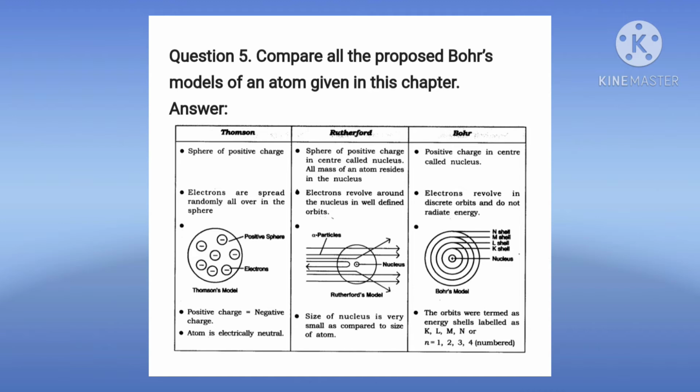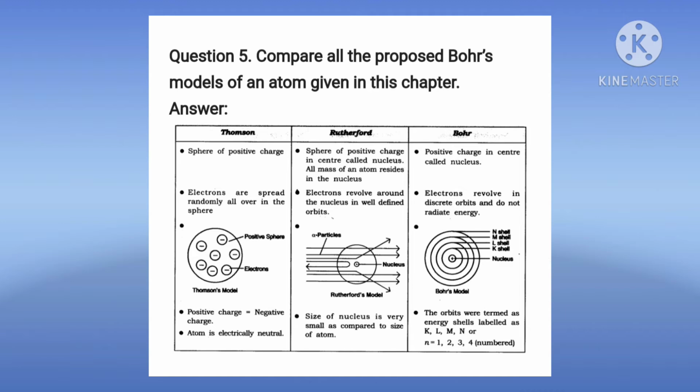That's why some limitations are there in Rutherford's model. According to Thomson, the atom is a positive sphere. But many scientists have proved that the protons are not distributed all over the atom. Rather, they are only located in the nucleus.